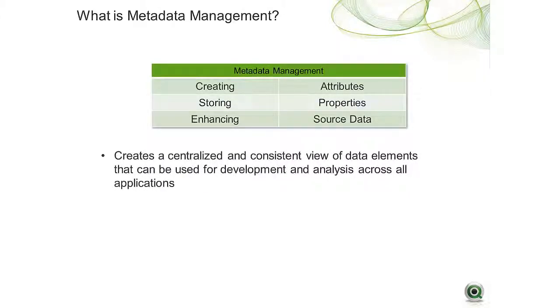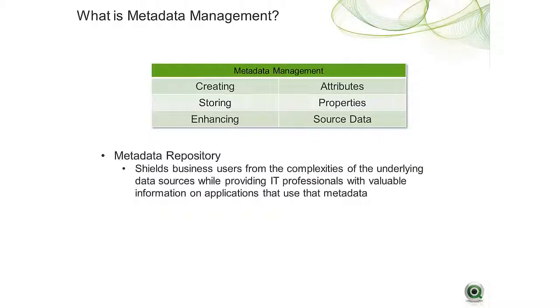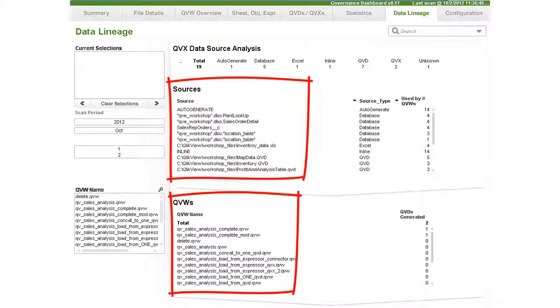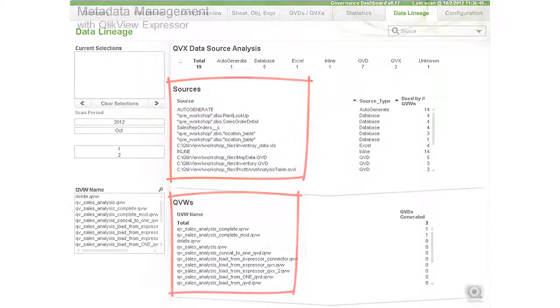The goal of creating metadata on top of source data is to create a centralized and consistent view of data elements that can be used for development and analysis across all applications in the enterprise. This is usually referred to as a metadata repository. Metadata repositories shield business users from the complexities of the underlying data sources while providing IT professionals with the valuable information on data and applications that use that metadata. For example, using the QlikView Governance Dashboard and its metadata repository, IT is able to mitigate QlikView application downtime by reviewing data lineage and impact analysis information prior to making any changes to those applications.